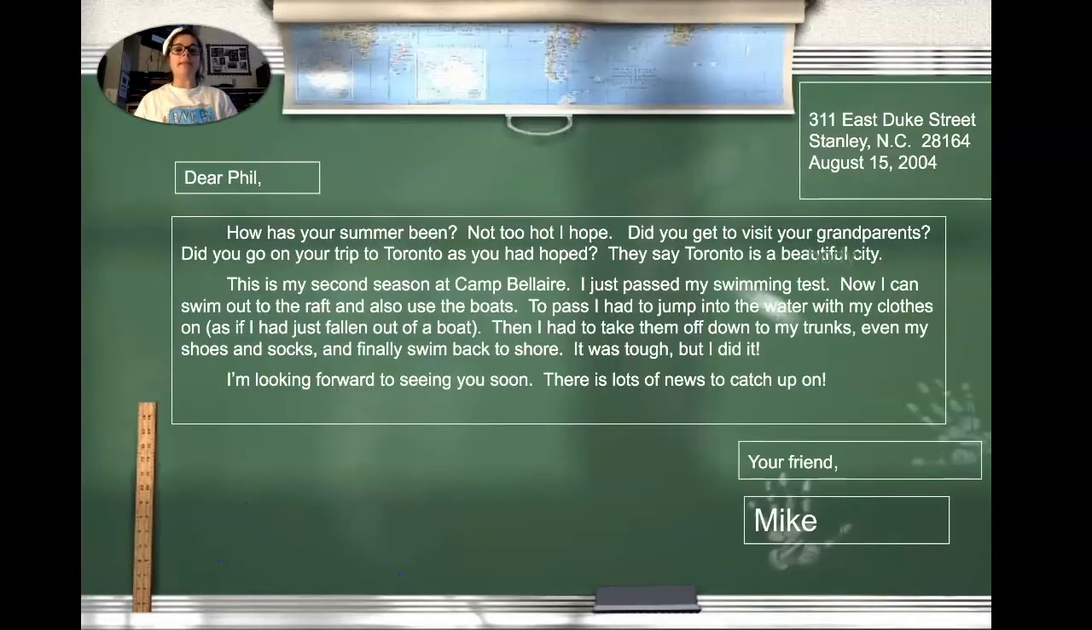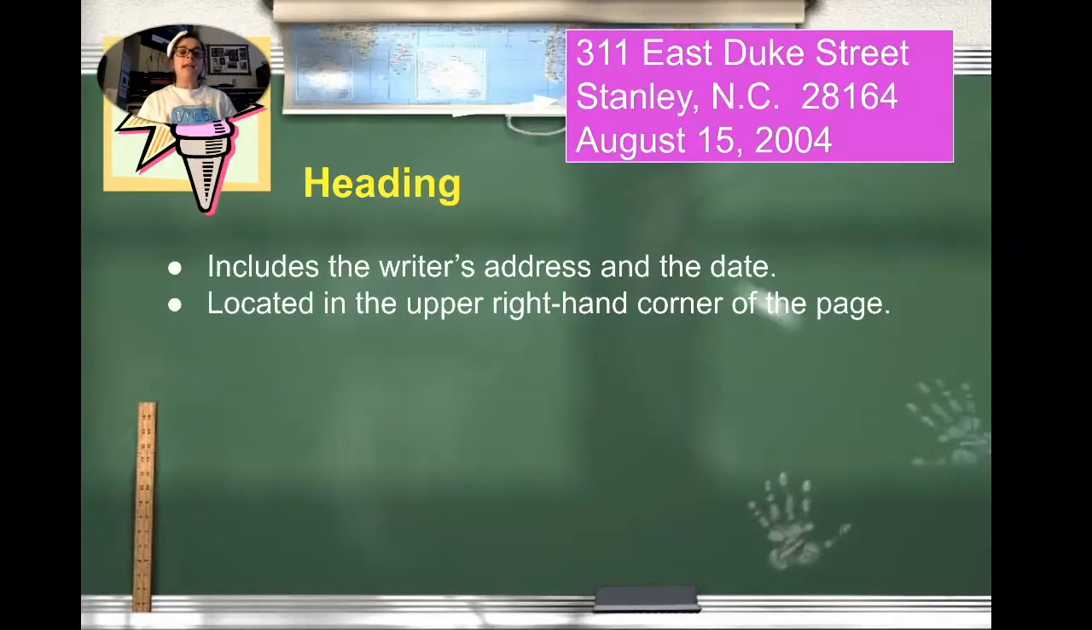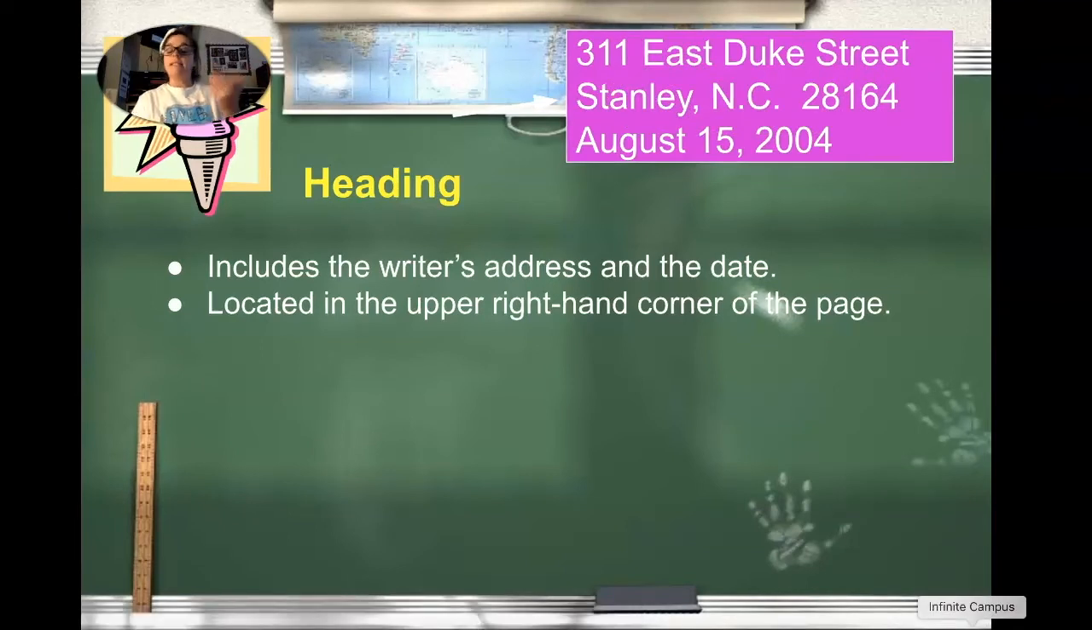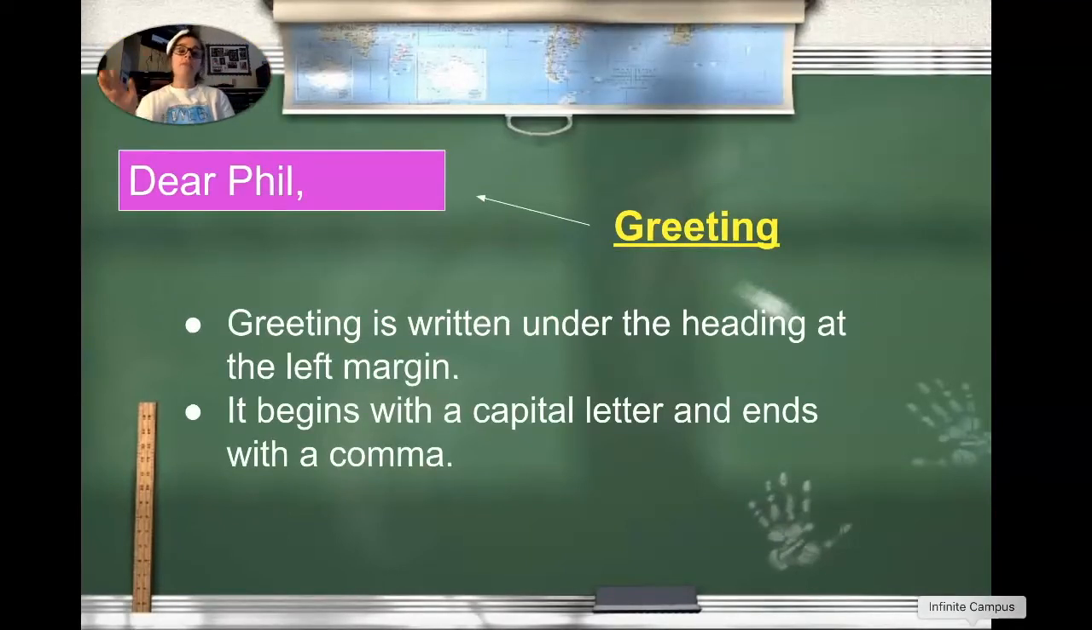So here is the basic format of how you're going to set up your letter. I'm going to go through every part with you. So heading is the first thing, and it includes the writer's address and date, and is located in the upper right corner of the page. So you do your street address, city, state, zip, and then the date.